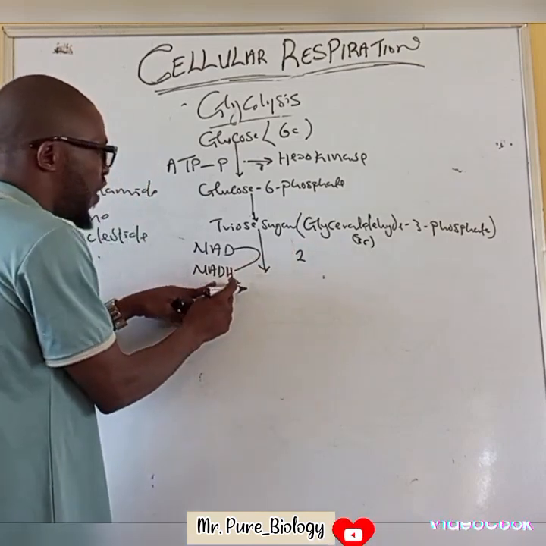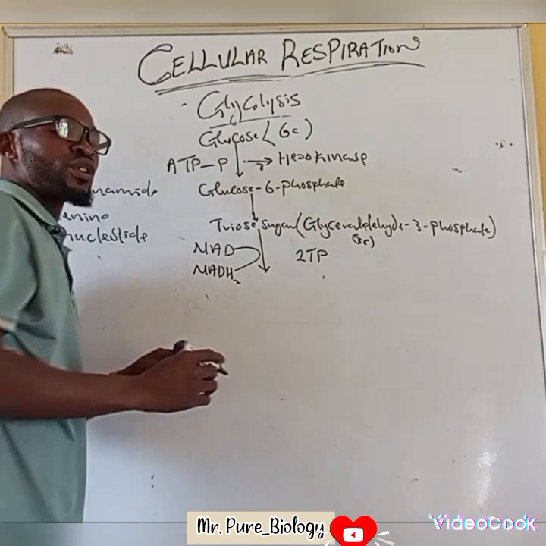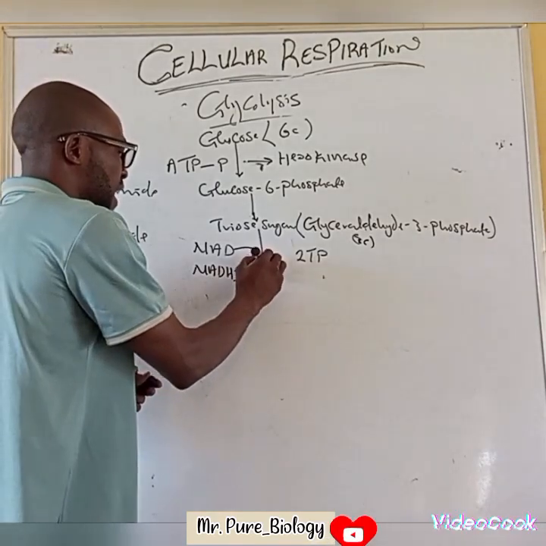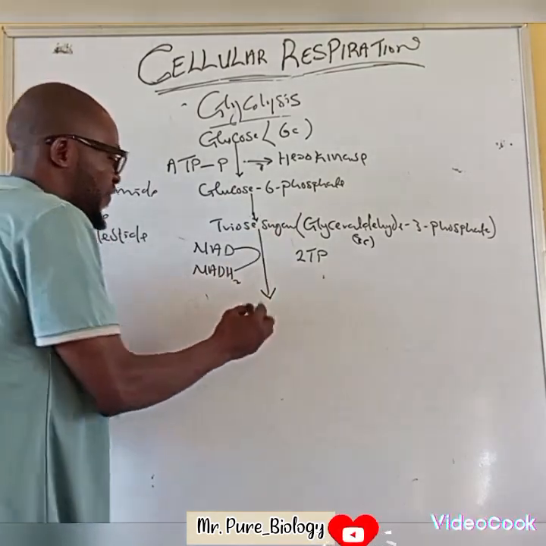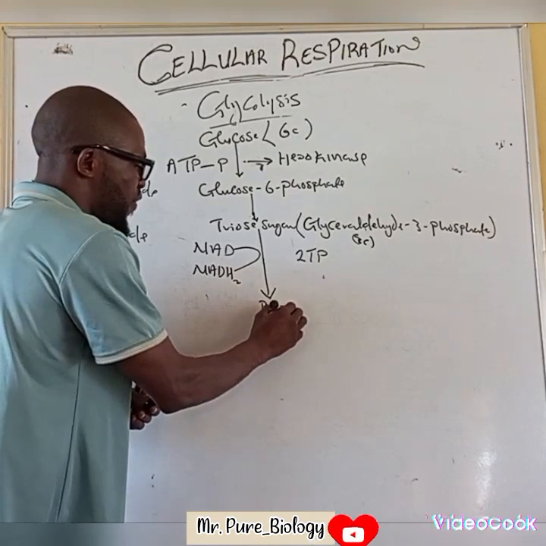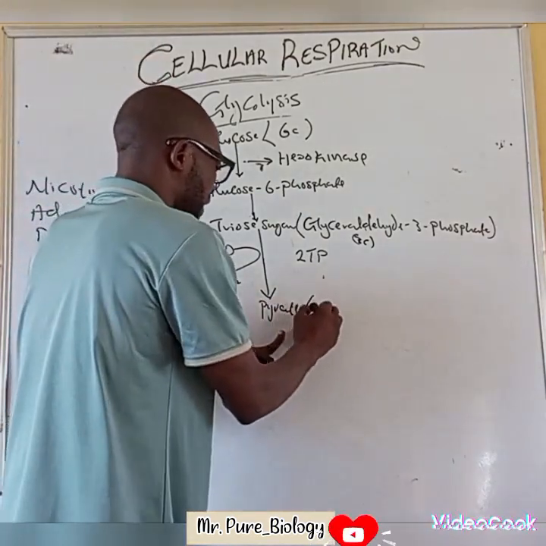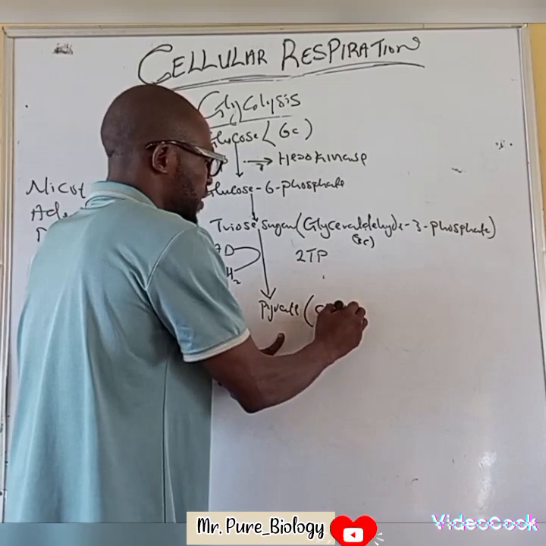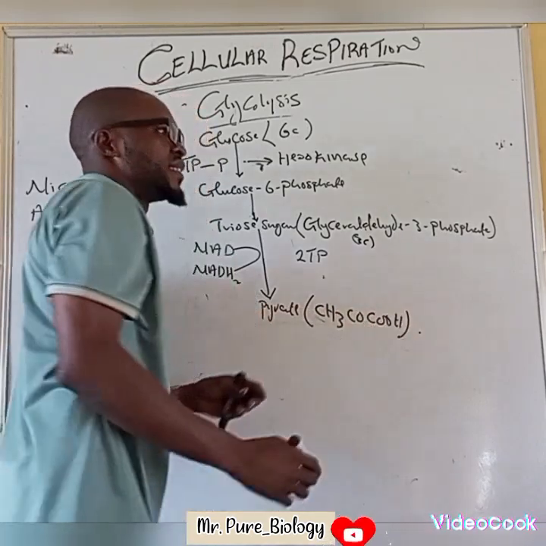For the removal of this now, there will be what? There will be production of ATP. A certain rate of ATP will be generated. And finally, we are going to have the pyruvate that will form. And what is that pyruvate? This we are going to have as pyruvate in the form of pyruvic acid, that will be written as CH3COCOOH. That is the end of what?